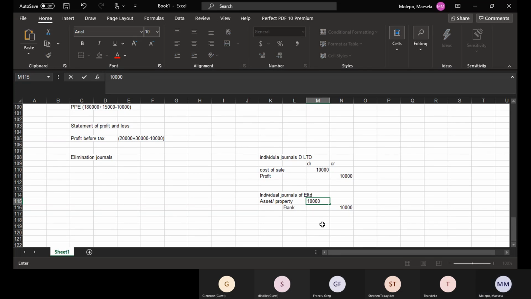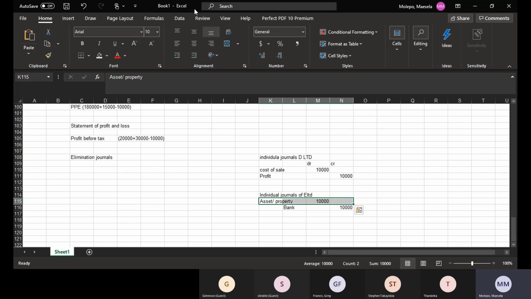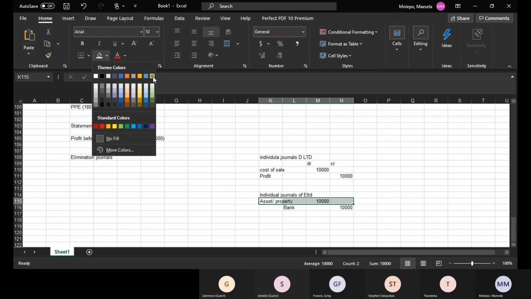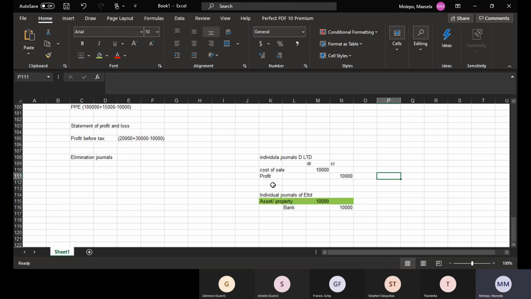So now you're gonna do the elimination. So your elimination will be based on the property itself versus the profit. So whatever was debited now is gonna be credited, and whatever was credited needs to be debited when you are doing your elimination journals. So in this case, my profit was on the credit side in my individual journals. Now I'm gonna make it on the debit. So I will say profit on sale, 10,000 on the debit.